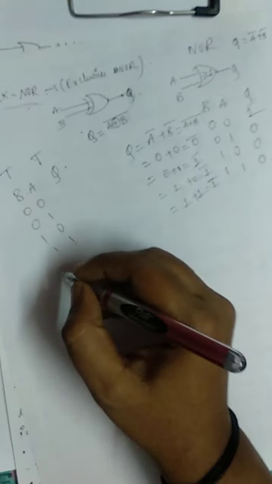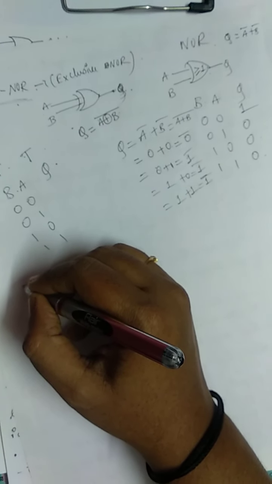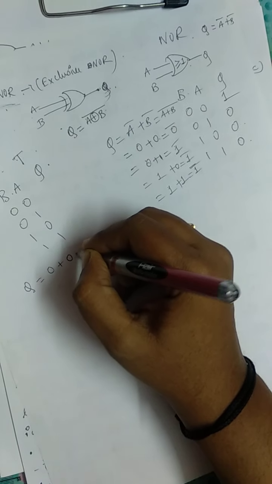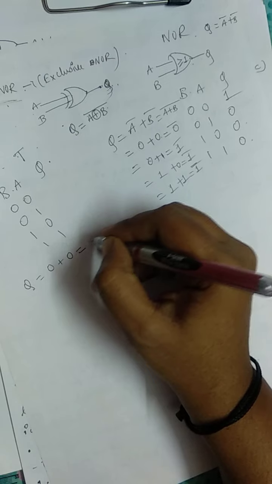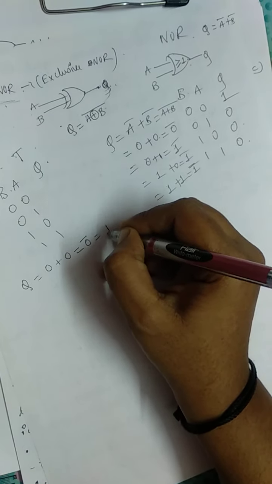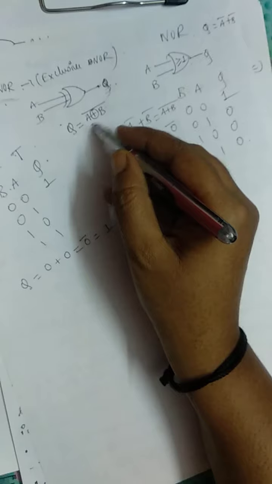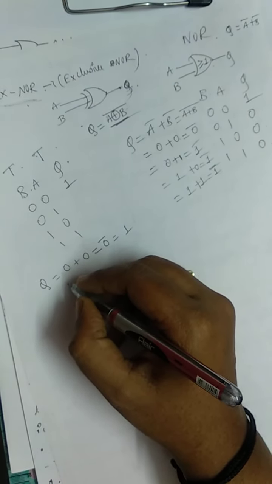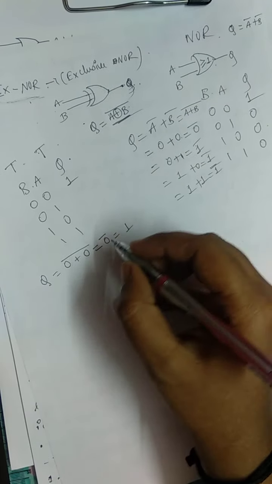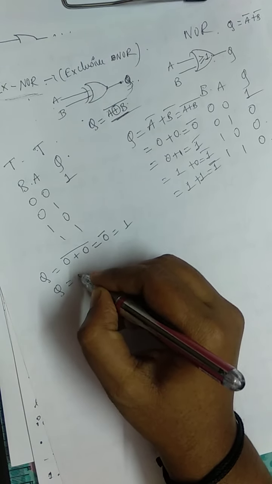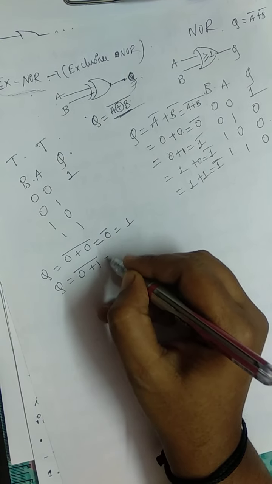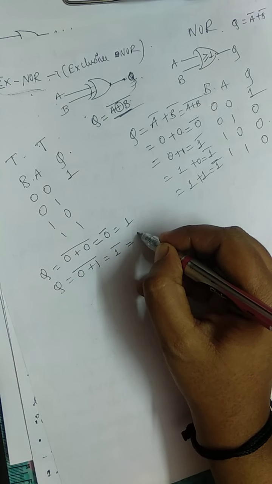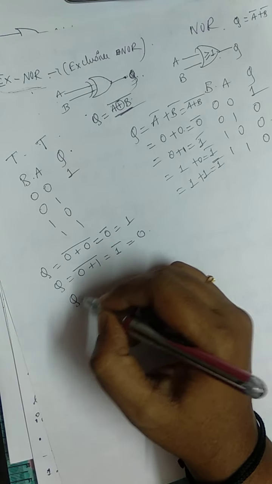So for the truth table we'll see, the first one is what we are giving, both 0 0. But 0 plus 0 is 0, so bar of 0 is 1. So Q is equal to 0 plus 1. So it will become 1. So bar of 1 is what? It will become 0.